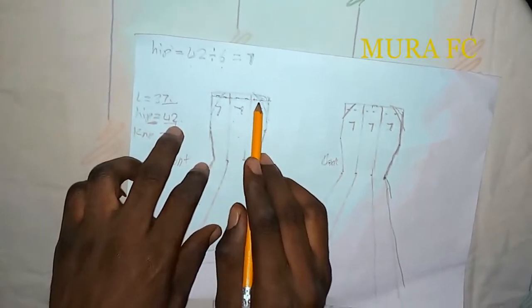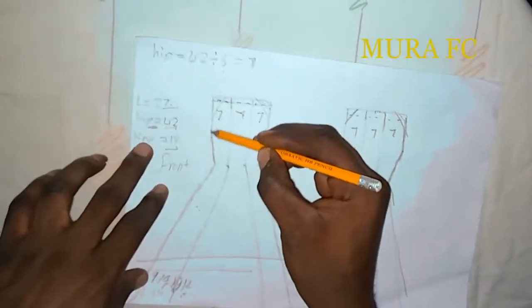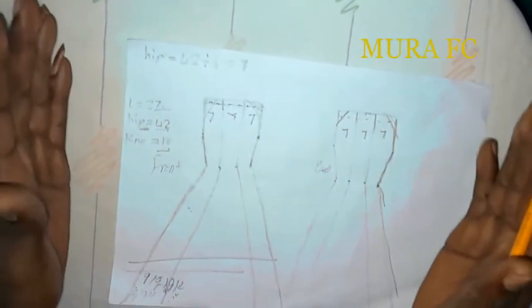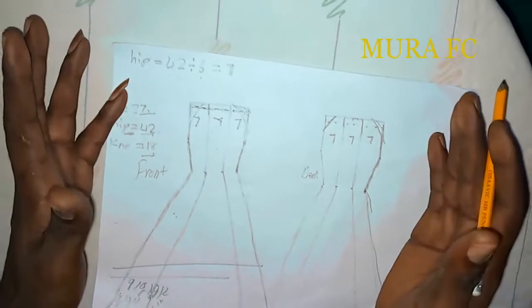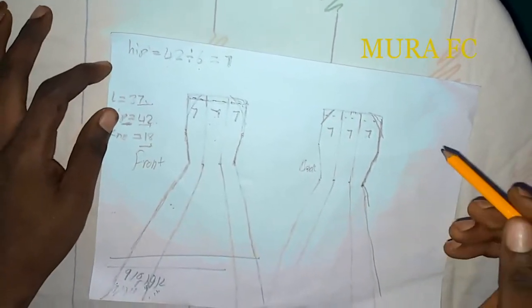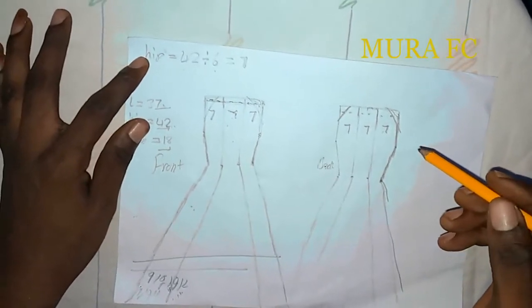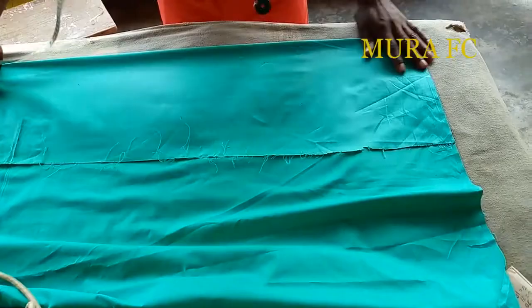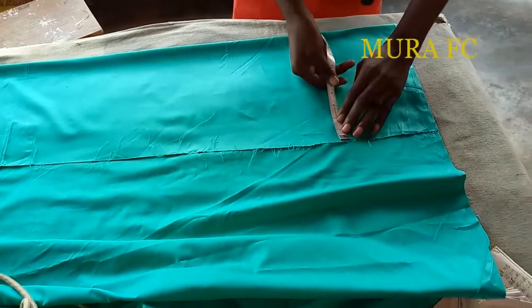But since we are not fixing the elastic yet, the fabric is supposed to be cut this way. You don't need to shape it when cutting an elastic skirt. So let's get on to the table. The fabric has been folded into 2. That is 10 inches. When you open it, it's going to be 20 inches.